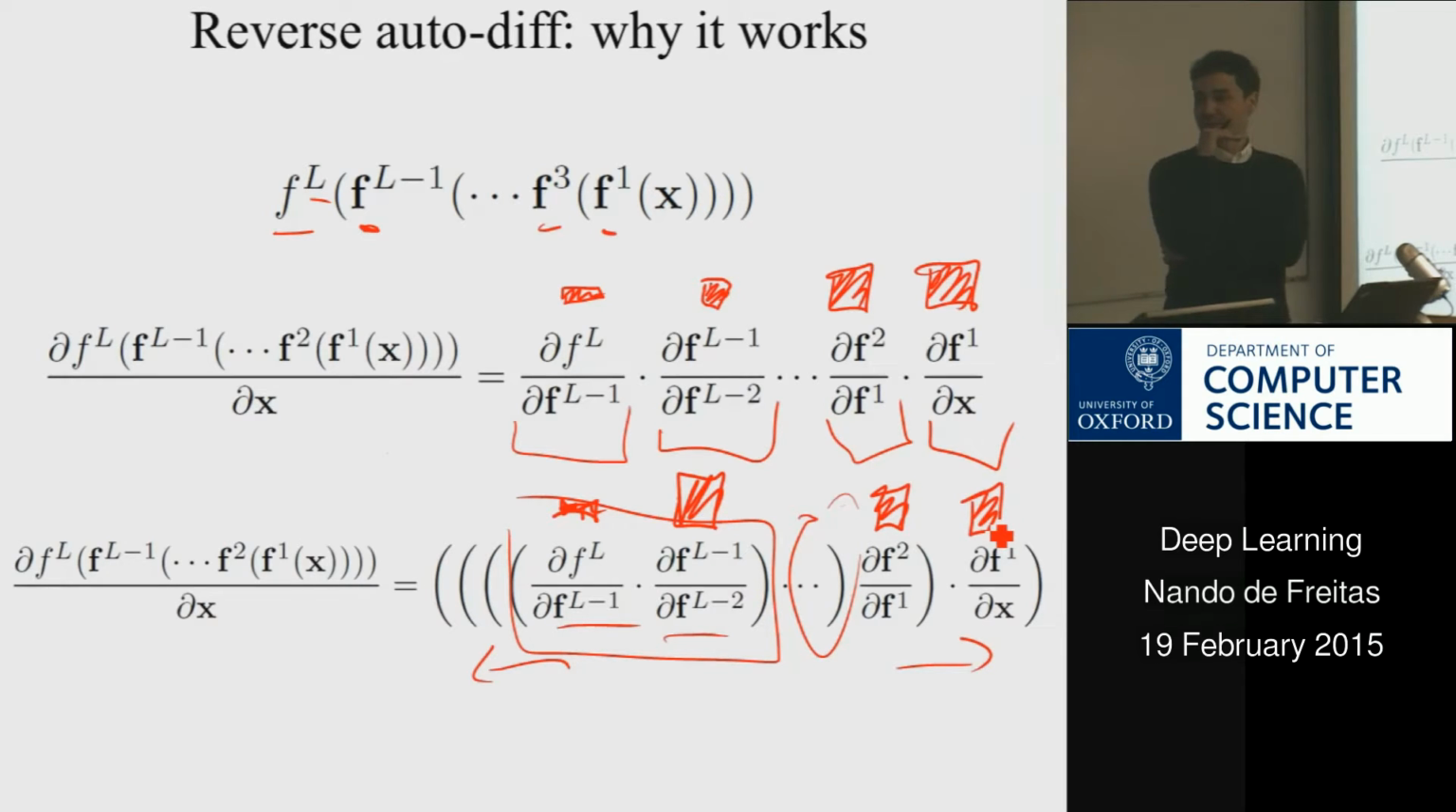Once you have that, still, why is one more efficient than the other?